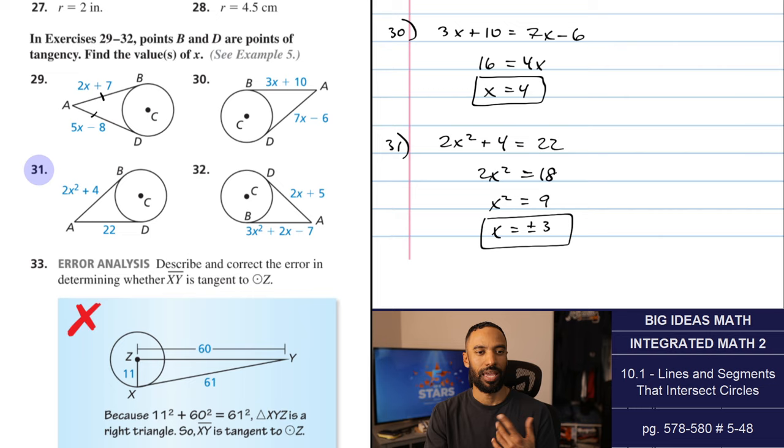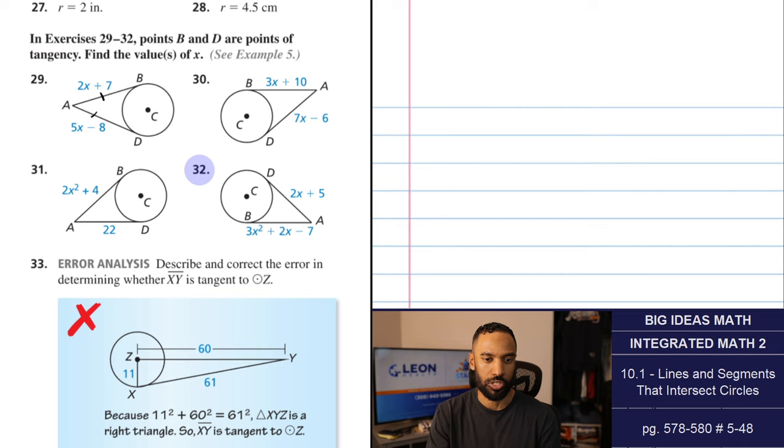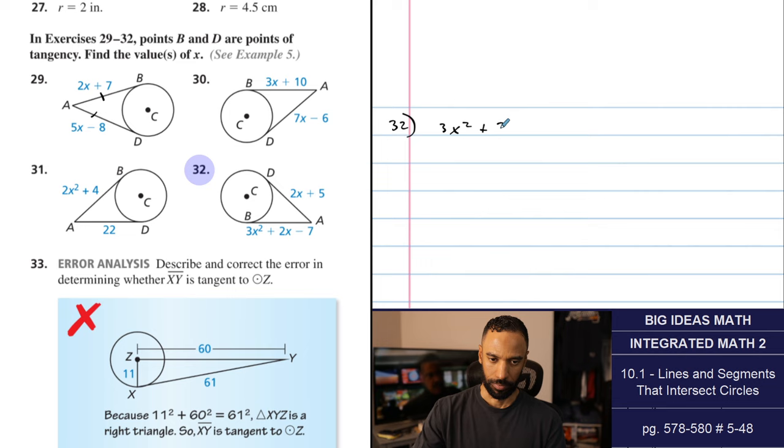Number 32, it might be more of the same, or maybe not, because there's a linear portion, and you've got to just be careful on stuff. So let's see how number 32 works with that. So it's a little different. 3x squared plus 2x minus 7 equals 2x plus 5.